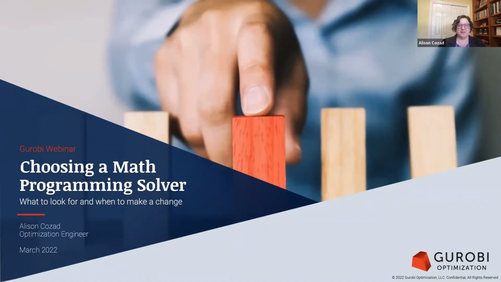All right, we're going to be talking about choosing a math programming solver. So really what to look for, questions you should be asking, and a bit about when to make the change.